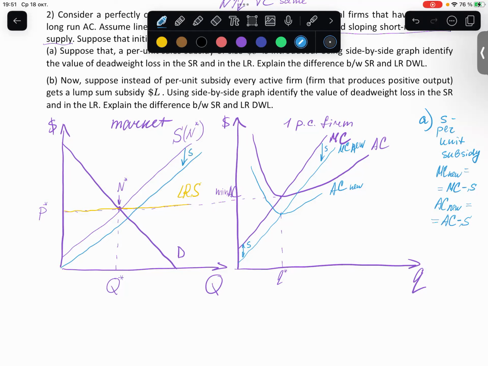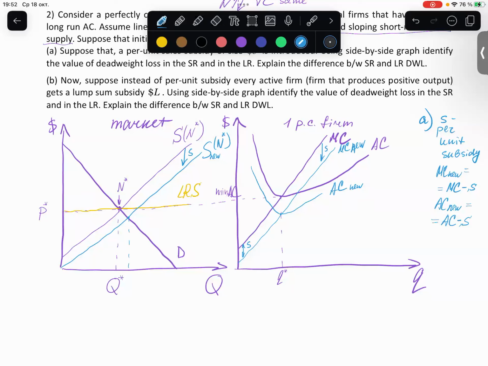By S. So this is new supply, but in the short run, the number of firms does not change. Firms cannot enter or leave the market in the short run. So now what happens? This we know. In the short run, demand is equal to supply.